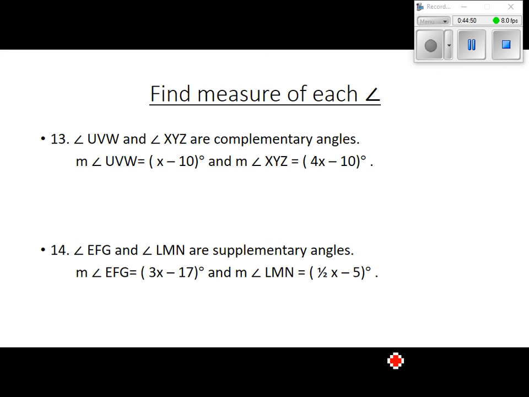All right, we're going to try 14 again because I messed it all up. So let's figure out what I did wrong here. We know they're supplementary, so that's 180. So 3x minus 17 plus 1/2 x minus 5 should equal 180.